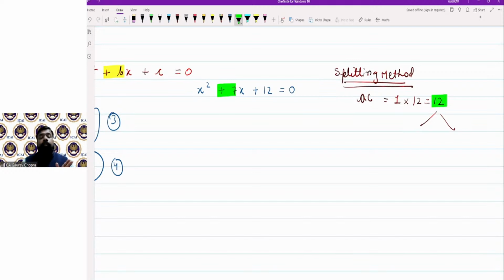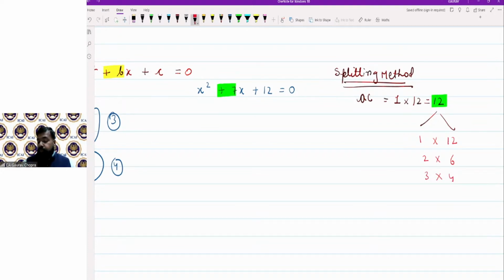तो 12 के हमें ऐसे टुकड़े करने हैं, ऐसे फैक्टर्स करने हैं जिनको मल्टीप्लाई करने से तो 12 आएगा, लेकिन प्लस करने से, ऐड करने से कितना आना चाहिए? 7 आना चाहिए. So let's try. 1 into 12, तो प्रोडक्ट तो 12 है, but sum is not 7. 2 into 6, 2 plus 6 is 8, not 7. 3 into 4, so 3 plus 4 is 7.